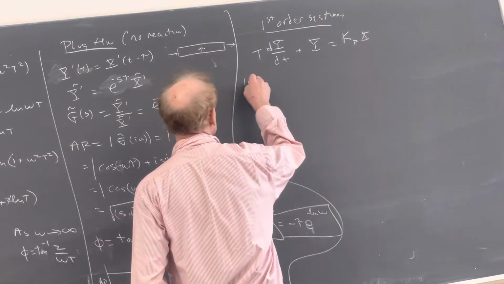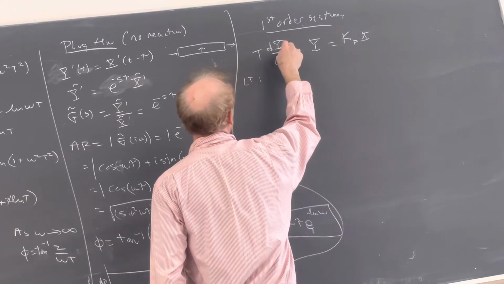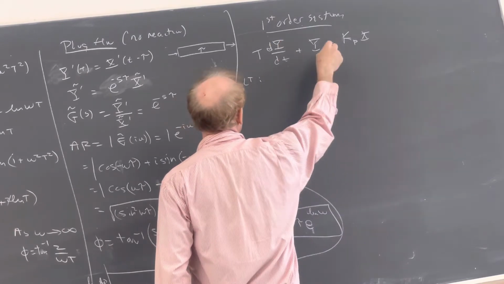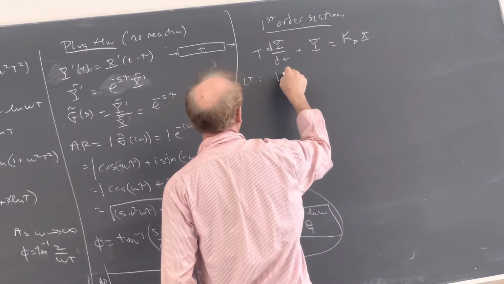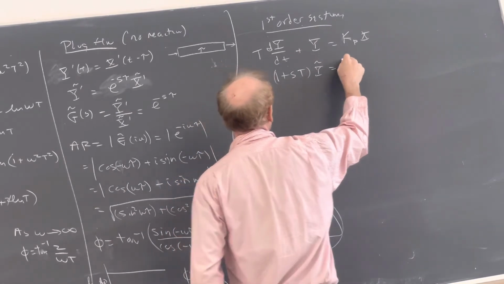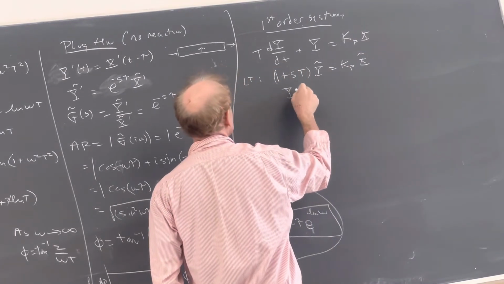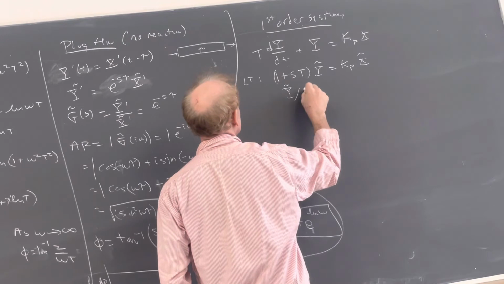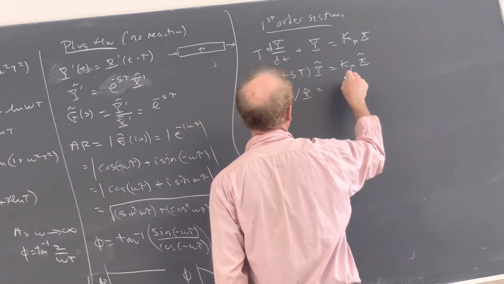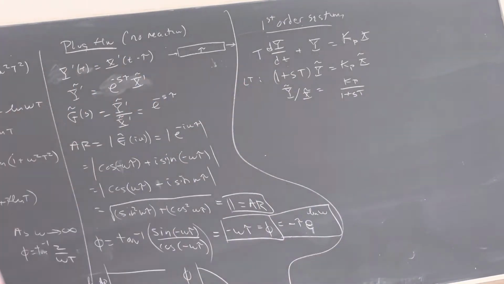We can Laplace transform. If we Laplace transform, we get s y tilde and x tilde. So 1 plus s tau times y tilde is equal to Kp x tilde. Well, y tilde over x tilde is equal to Kp over 1 plus s tau. Exactly what we had here. No big surprise. I've just written it in a standard form.